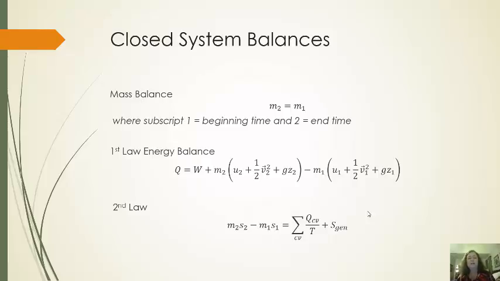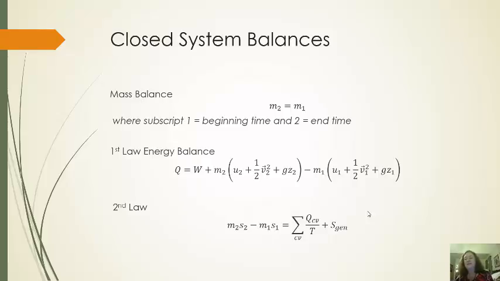So that's simple. The first law, energy balance, says that the heat transfer equals work plus the mass times the total energy. And it's U plus kinetic energy plus the potential energy at the end time, time 2, minus the beginning, time 1. The second law says that M2 times S2, the entropy at the end of the system, minus the entropy at the beginning of the system, is equal to the heat generated by this control volume divided by the temperature that the heat transfer would have occurred.